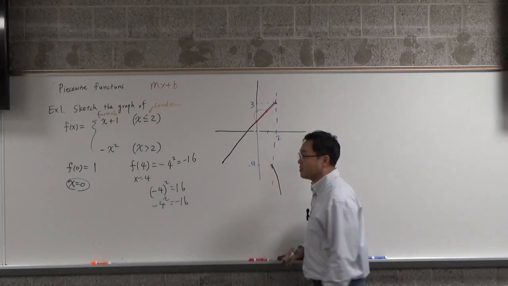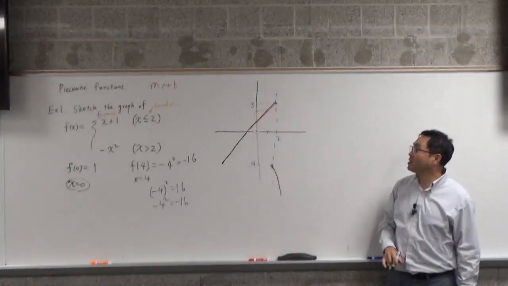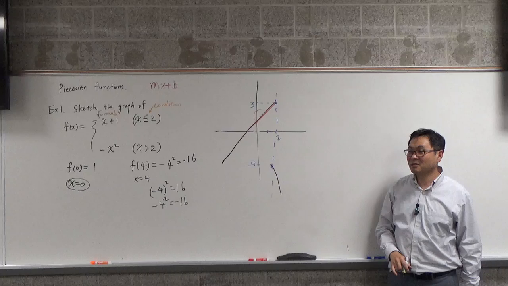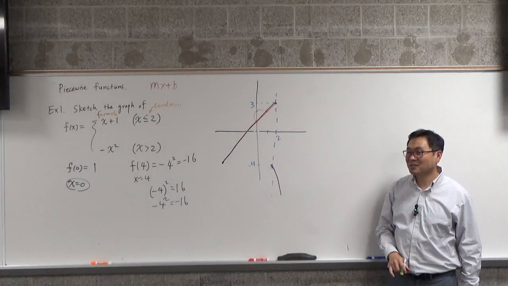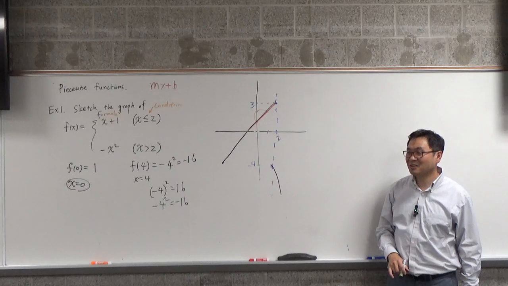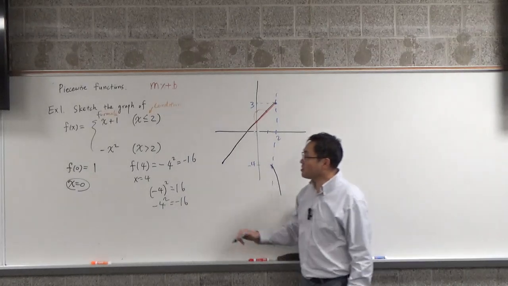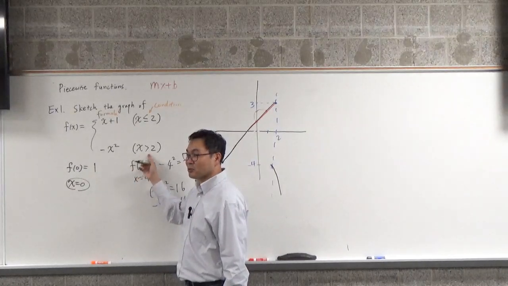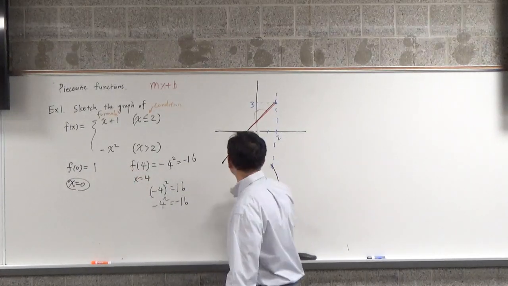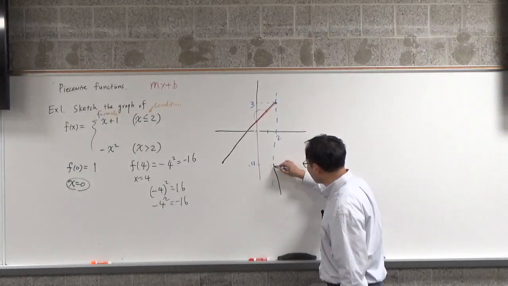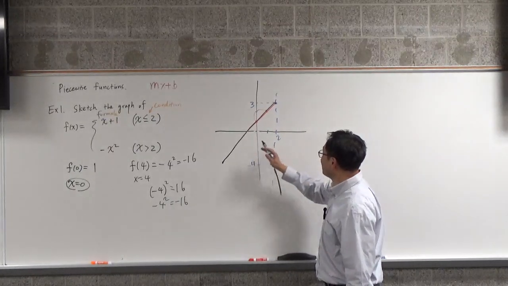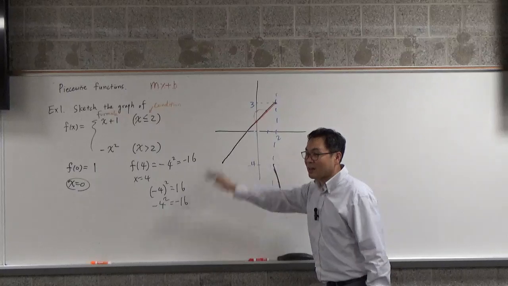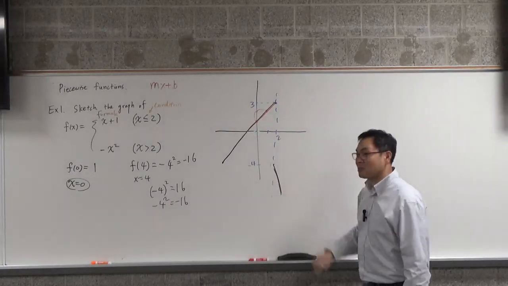Wait, what? Why? What's wrong? How do you get half of a parabola? Oh, because you don't get the full picture. You only get the picture after 2. So I've drawn a parabola, but then I deleted everything before 2. So this is the only thing that survived.